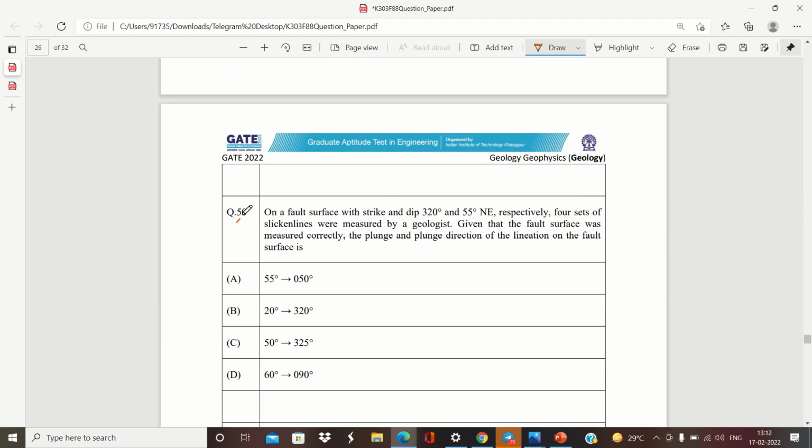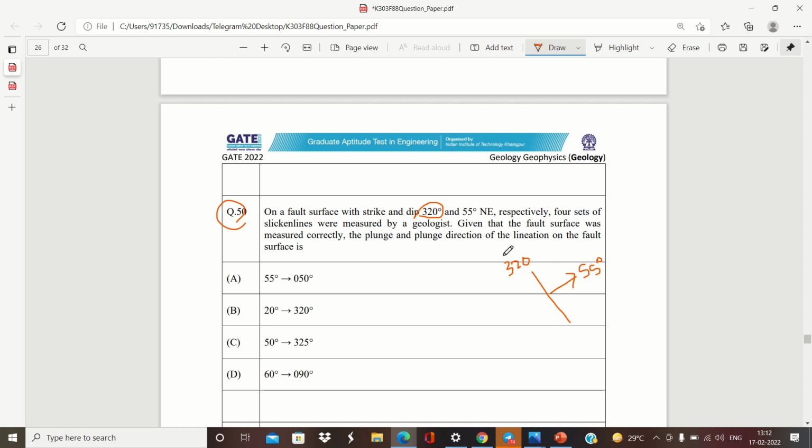Then question is again on the fault surface with strike and dip. Strike is 320 degree and dip is 55 degree northeast. So I am not making the direction chart, rather I am simply drawing the fault surface, it will look something like this. Okay, so this is your 320 and this is your 55 degree northeast.